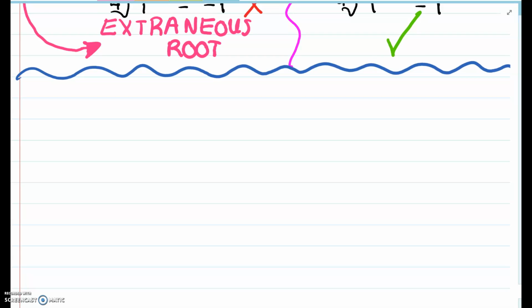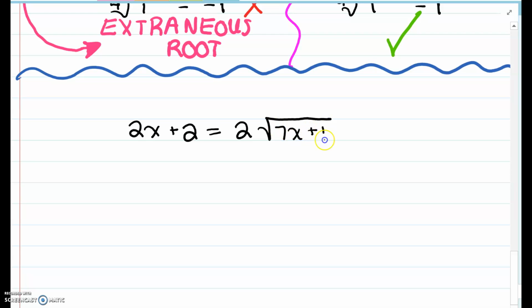Let us continue with solving radical equations. Our next problem is 2x plus 2 equals 2 radical 7x plus 15.